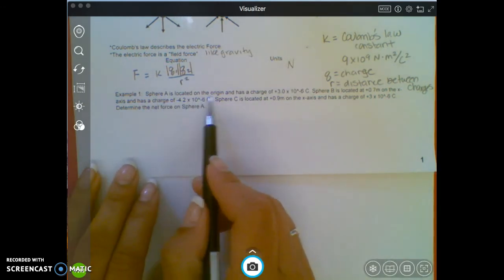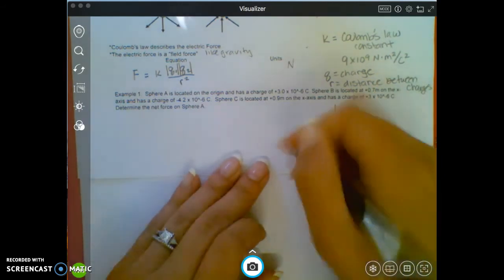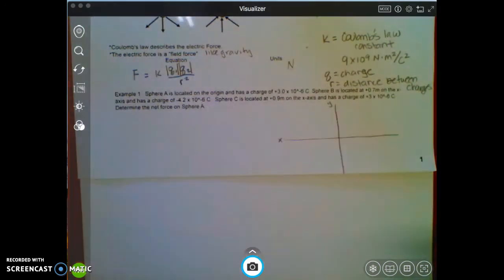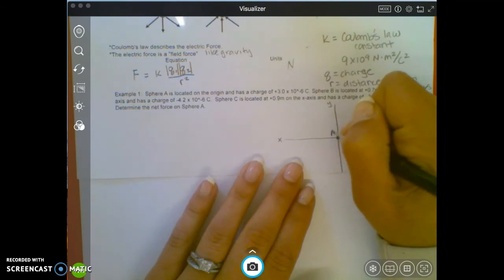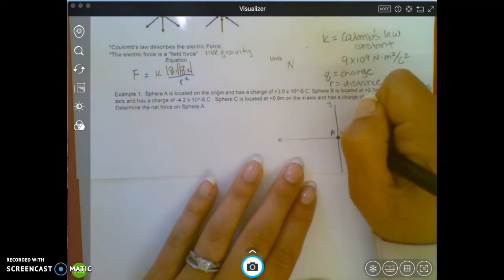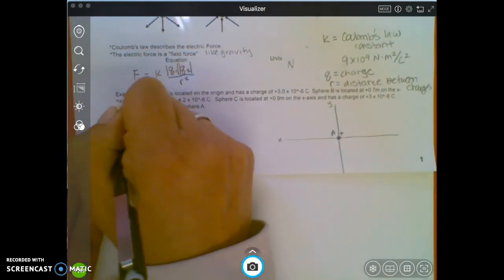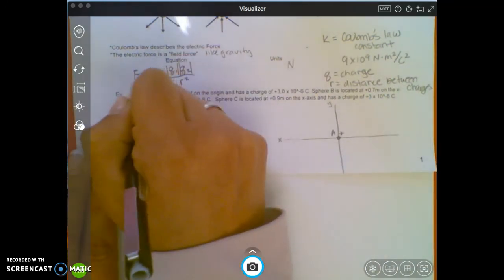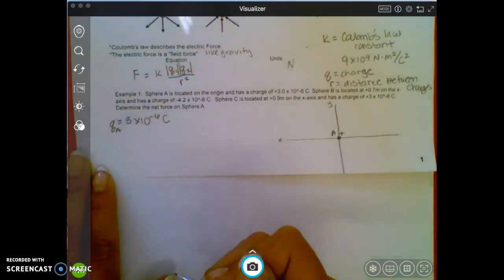Sphere A is located on the origin. In these problems, they're probably going to give us a location on an XY axis at first. Not all problems will give you an XY coordinate system, but this one does, so that's what we're going to draw. Sphere A is located at the origin. I'm going to write A next to it, and it has a charge of positive 3 times 10 to the negative 6 coulombs. I'll put a plus sign near it so I remember it's positive. Then over here, the charge of A is equal to 3 times 10 to the negative 6 coulombs.